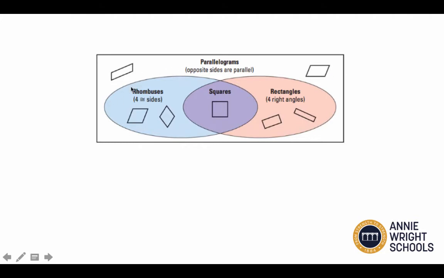In that box of parallelograms, there's a subset called rhombuses. Oh my gosh, what a terrible book. Rhombi. Should have an I. Rhombi, not rhombuses. Terrible.